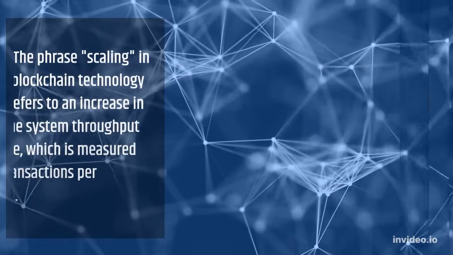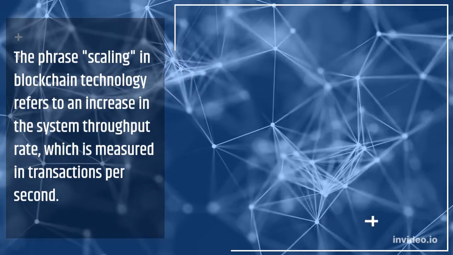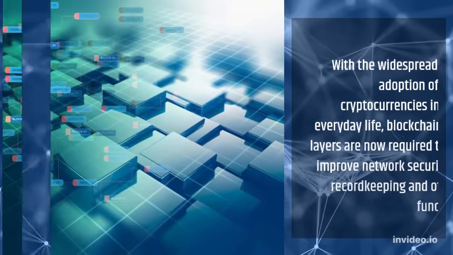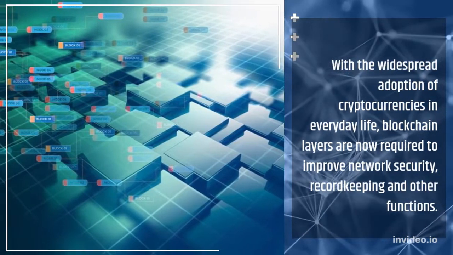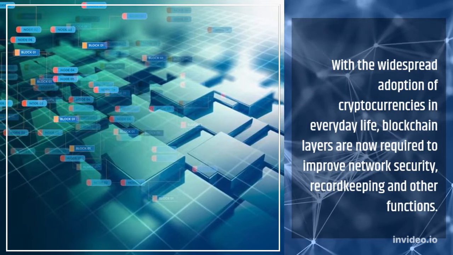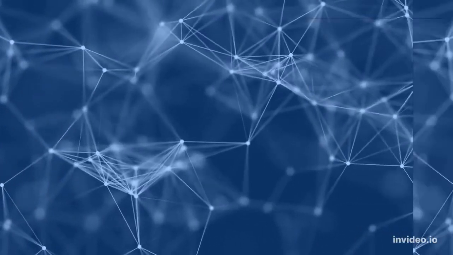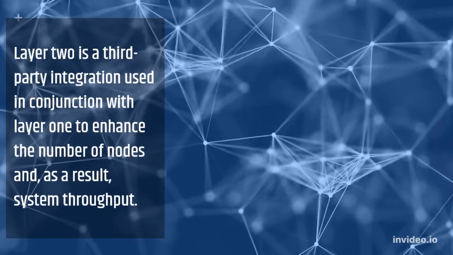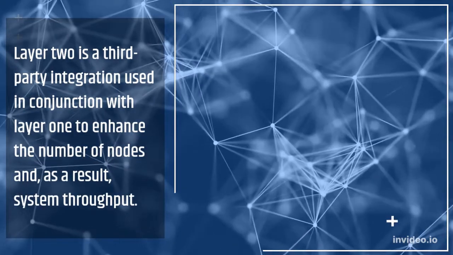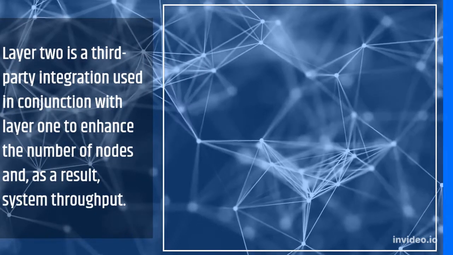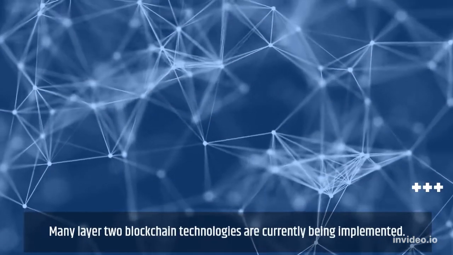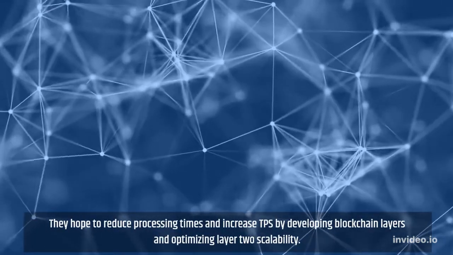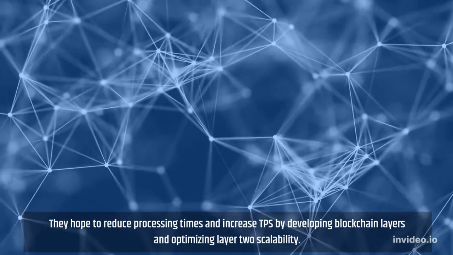The phrase scaling in blockchain technology refers to an increase in the system throughput rate, which is measured in transactions per second. With the widespread adoption of cryptocurrencies in everyday life, blockchain layers are now required to improve network security, record keeping and other functions. The blockchain is the first layer in a decentralized ecosystem. Layer 2 is a third-party integration used in conjunction with Layer 1 to enhance the number of nodes and, as a result, system throughput. Many Layer 2 blockchain technologies are currently being implemented. They hope to reduce processing times and increase TPS by developing blockchain layers and optimizing Layer 2 scalability.